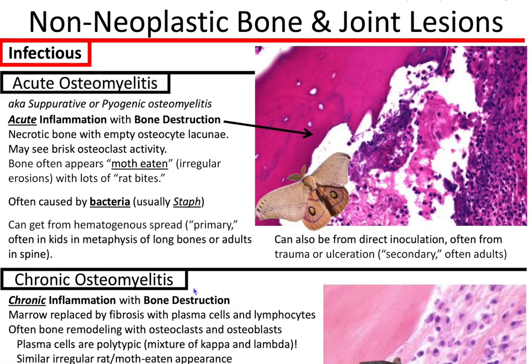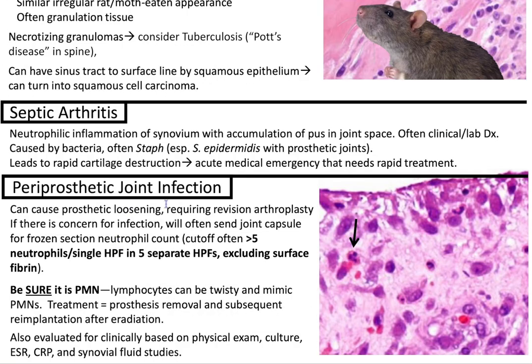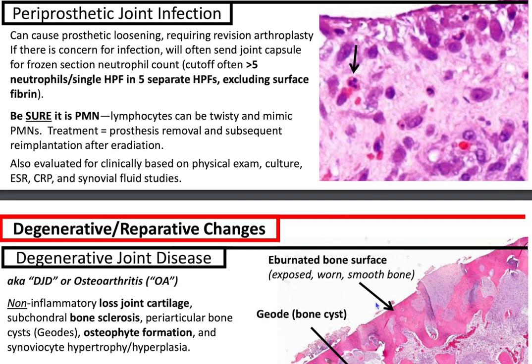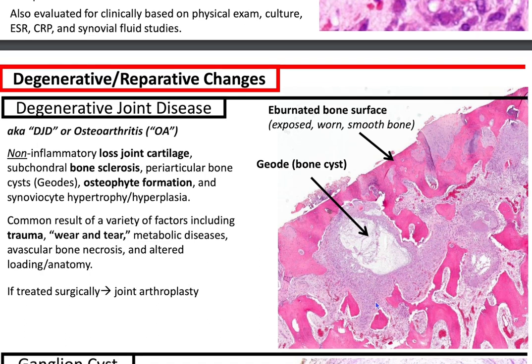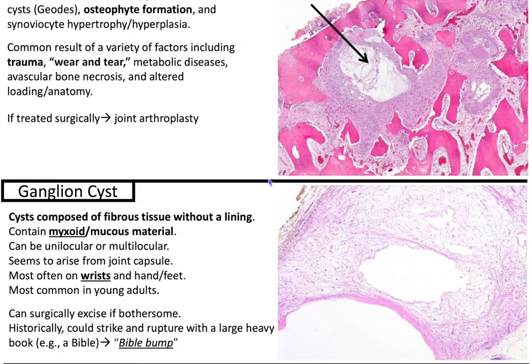We really appreciate it. Again, just to overview, a bird's eye view summary, we have non-neoplastic bone and joint lesions. It can be divided into infectious, acute, chronic, osteomyelitis with septic arthritis and periprosthetic joint infection, which you can be called in for a frozen. We have your degenerative reparative changes, osteoarthritis. You can have a ganglion cyst.